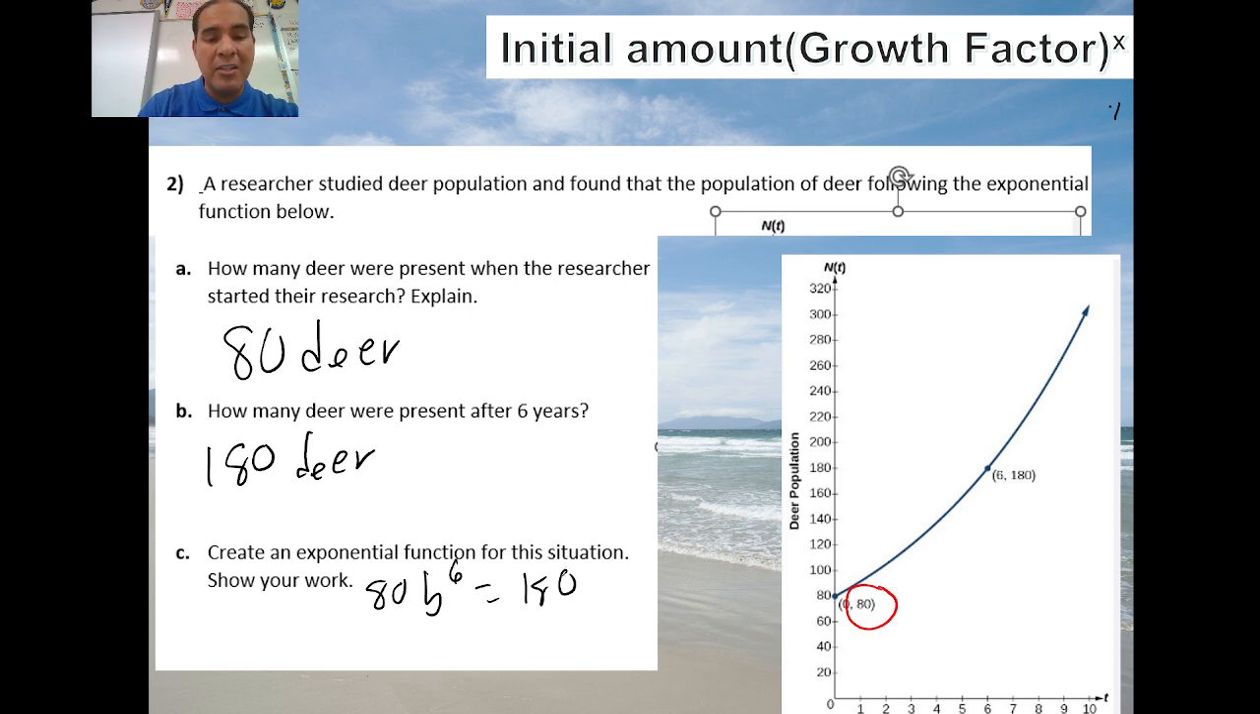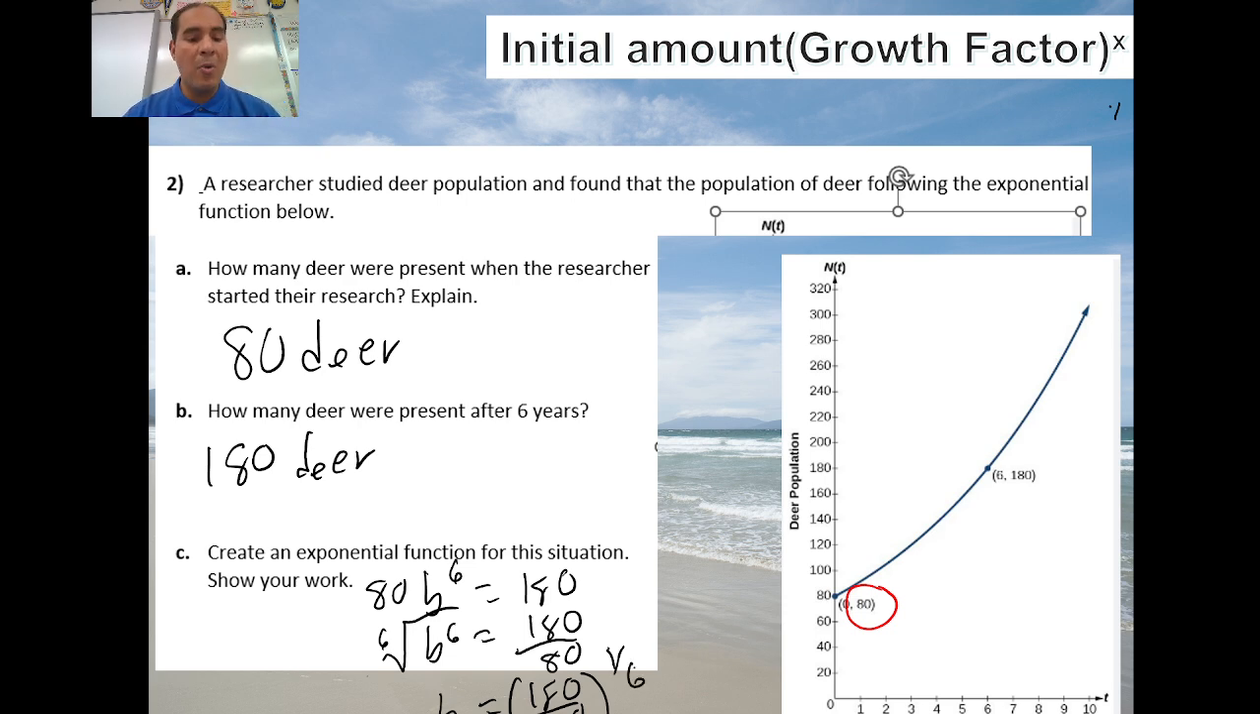We divide both sides by 80 first. So we end up with b to the power of 6 equals 180 over 80. Then to eliminate the power of 6, we learned in class that we do a 6th root. But when we type it into Desmos, I'm going to have you type that in as 180 over 80 to the power of 1 over 6. The 6th root is the same as a power of 1 over 6.